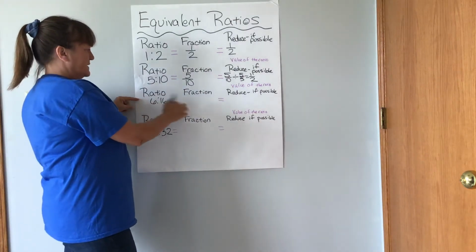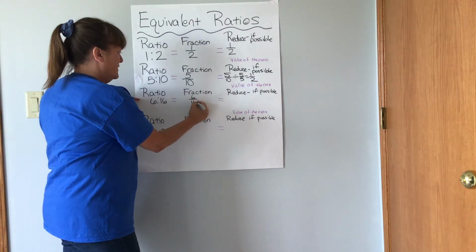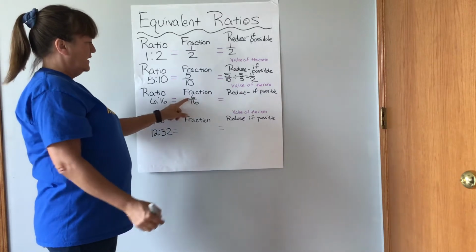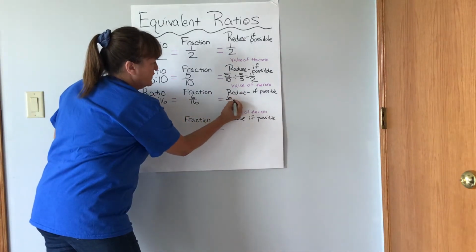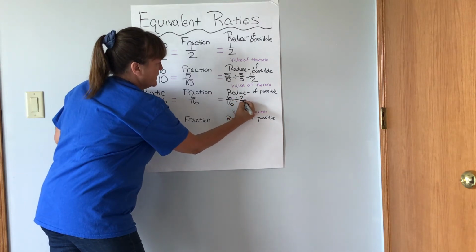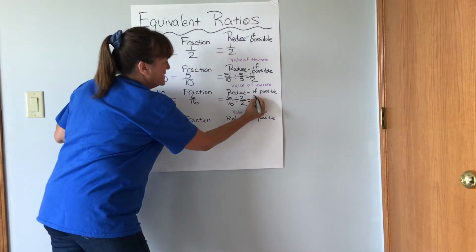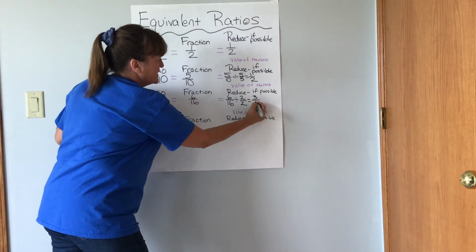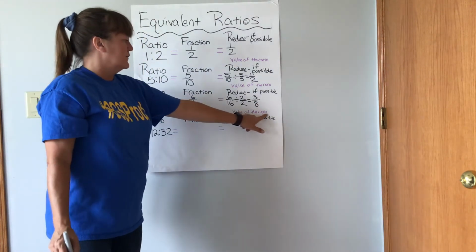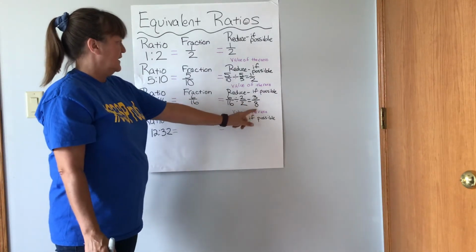And let's work on this one now. You have 6 to 16, so I'm going to make it into a fraction. And then it tells you to reduce if possible. I am looking at both of these numbers. I know they're both even numbers, so I know for sure that 2 goes into both of these numbers evenly. So 2 goes into 6 three times, and 2 goes into 16 eight times. And if they ask you for the value of the ratio, it's not going to be this number. It's going to be the 3 to 8.